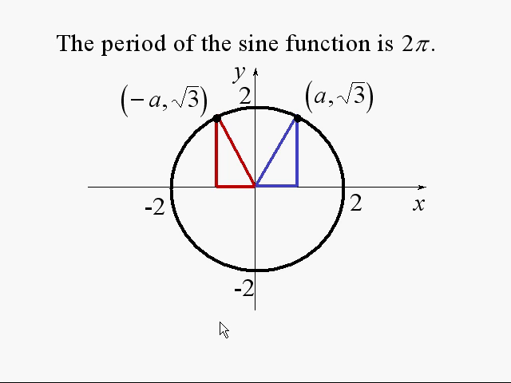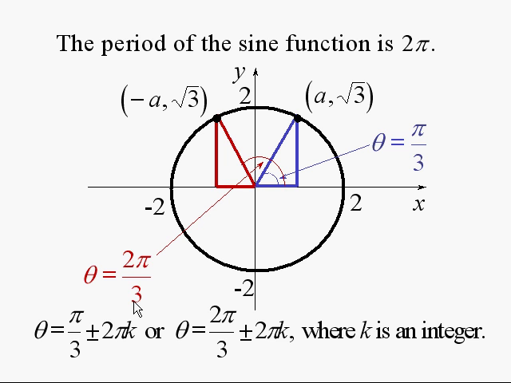So we could make that happen by keeping track of pi over 3 as an angle in quadrant 1 or 2 pi over 3 as an angle in quadrant 2, and make the general solution to that trig equation the quadrant 1 angle translated by multiples of 2 pi, so that we get an angle that's coterminal with where we started, or 2 pi over 3, again translated by multiples of 2 pi.